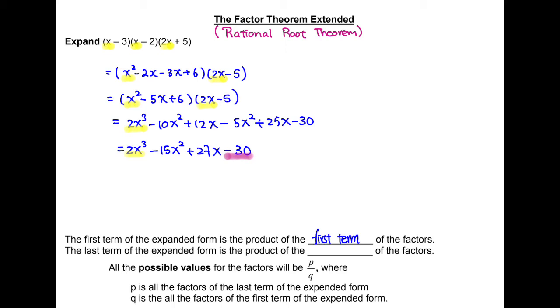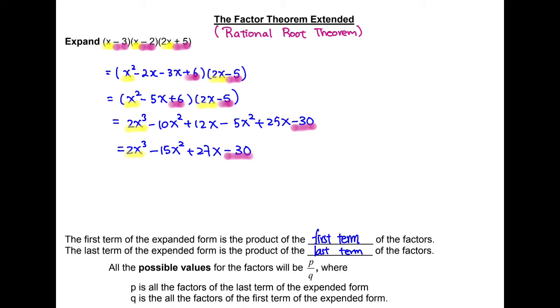Next, let's look at the last term of the expanded form, negative 30. This negative 30 was coming from this negative 30. And this negative 30 was coming from positive 6 times negative 5, which was coming from negative 3 times negative 2 times positive 5. So therefore, we know the last term of the expanded form is always the product of the last terms of the factors. So we know all the possible values of the factors will be in the form P over Q, where P is all the factors of the last term of the expanded form, and Q is all the factors of the first term of the expanded form.